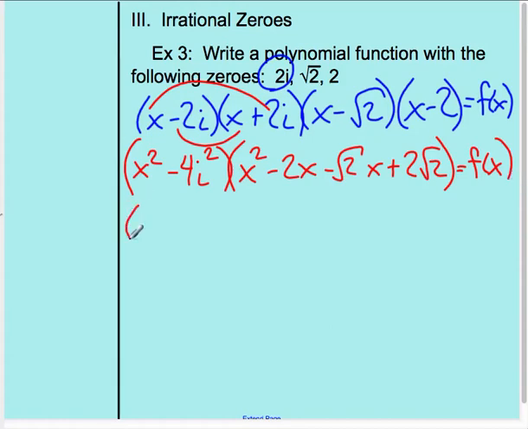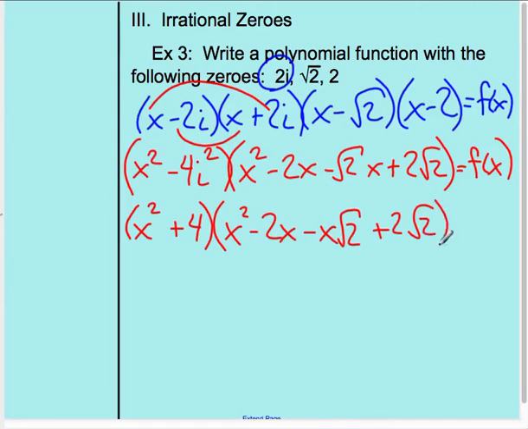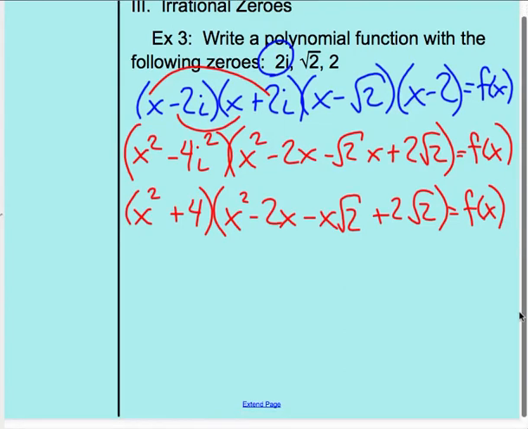All right, so my first binomial, I have x squared plus 4, because remember that i squared is negative 1 times negative 4. Here, I can't combine those two middle terms because I can't really add the square root with the integer. So I'm just going to leave this for multiplying purposes. I'm actually going to throw that x out front just because it's a radical. And then we distribute and simplify as much as possible.